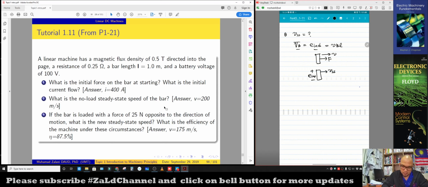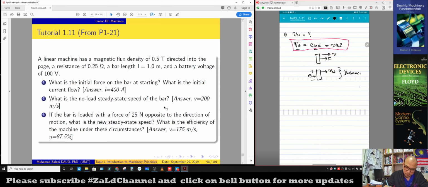This voltage is the same as the battery voltage. This is what we call the balance condition. So at balance condition, at steady state speed, the induced voltage across that bar is equal to the battery voltage. So that is why we are going to use this equation to find V, which is the steady state speed.